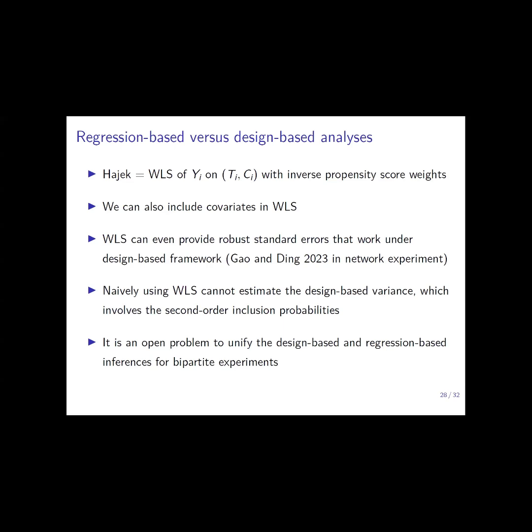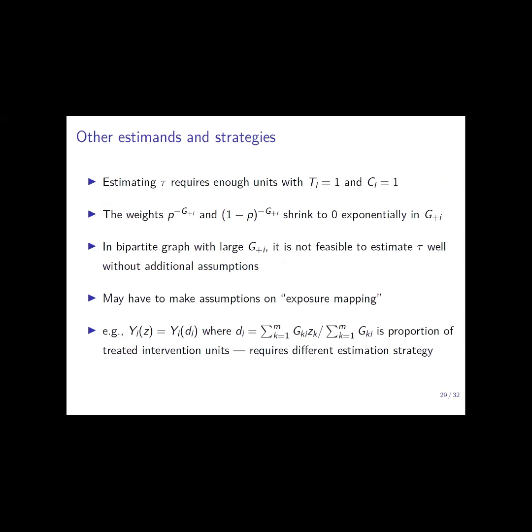I think it's interesting. It's still an open problem. How do we unify these two views? And other issues on estimates and estimation strategies. Here we estimate tau. It requires a basic assumption: you have enough data, enough units with all ones and all zeros on the intervention side. The width will shrink to zero exponentially fast in G plus I. In a bipartite graph, if you don't have enough sparsity, if you have large degrees of G plus I, then it's possible you can never obtain even a consistent estimator for tau. Then we will have to make assumptions, or you need to change your problem.